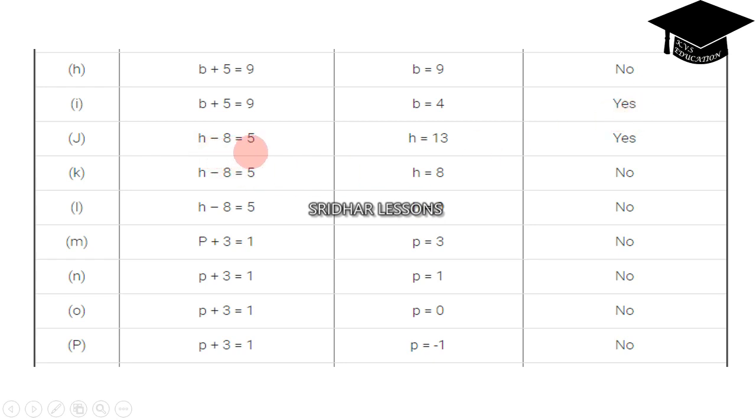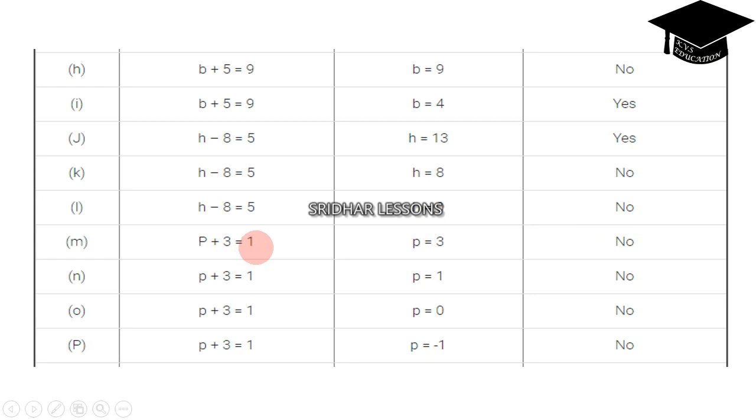h minus 8 is equals to 5 and h is equals to 13. Yes, it is satisfied because LHS is equals to RHS. In the equation h minus 8 is equals to 5, if h is equals to 8, the equation will not be satisfied. h minus 8 is equals to 5, if h is equals to 0, no, the equation will not be satisfied.